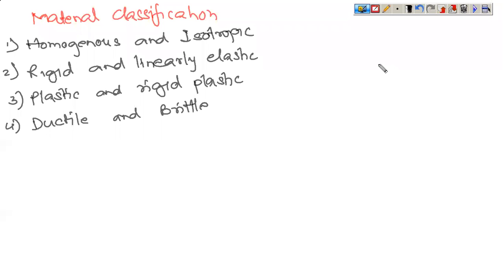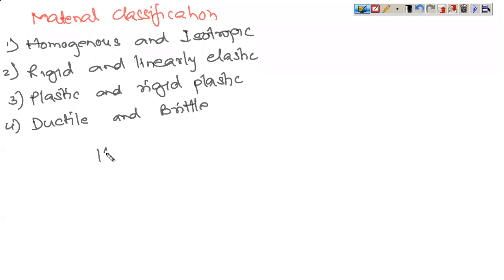So if you talk about material classification, let us continue from what we had left before. Materials are generally classified under these four heads. The first one is homogeneous and isotropic. Homogeneous means it has the same chemical composition throughout the material.